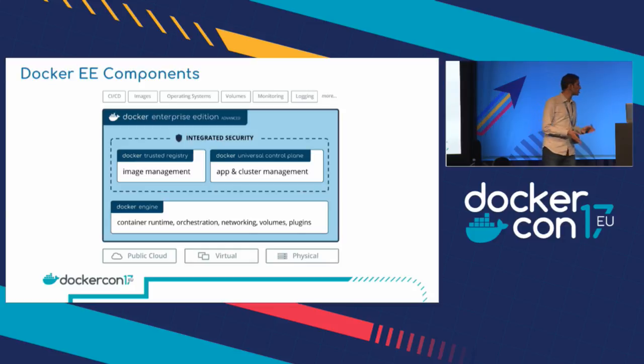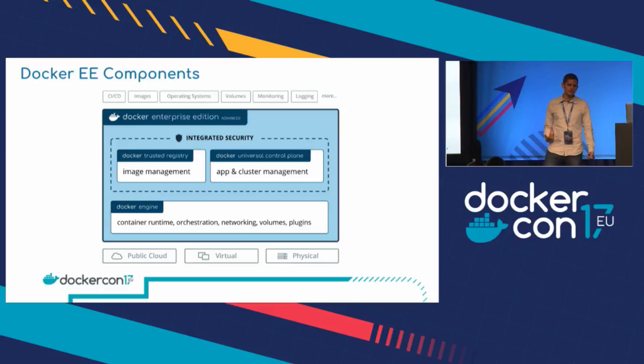And then a quick look at the components within Docker EE. The first is the Docker engine. This is what we all know and love. This is the container runtime that allows you to take images and turn them into containers. And it includes basic tools for orchestration, how you schedule containers against a cluster, networking, volumes, and plugins.